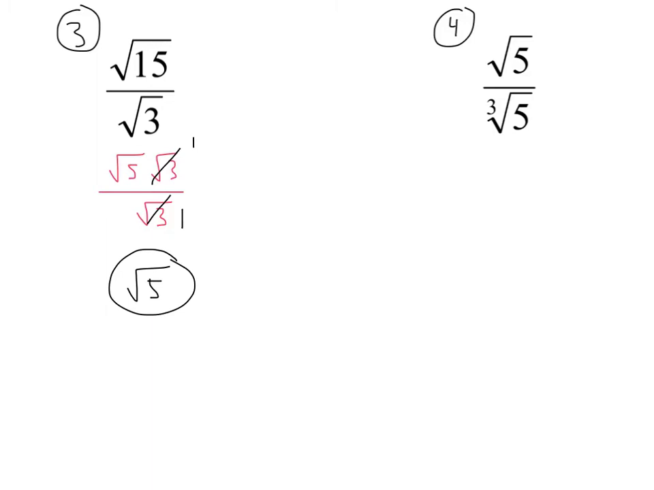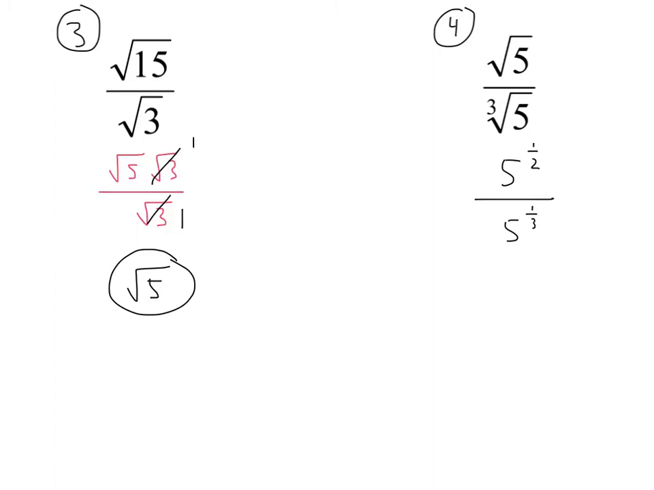And why is that? Well, it's because on the top here, this is a square root, and on the bottom, this is a cube root. So I can't do the same type of factoring and simplifying that we did on number 3. So what am I going to do? I'm going to rewrite these using fractional exponents. So this is the same thing as saying 5 to the 1/2 power divided by 5 to the 1/3 power.